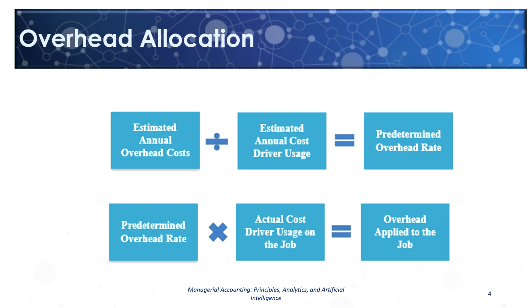The rate is computed as estimated annual overhead divided by estimated annual activity in the cost driver, often direct labor hours. Once the rate is determined, overhead is applied to jobs by multiplying the rate by actual activity.